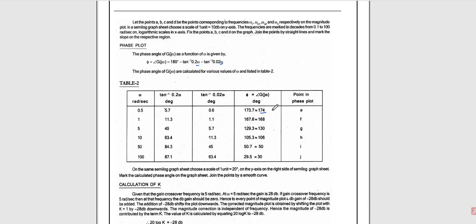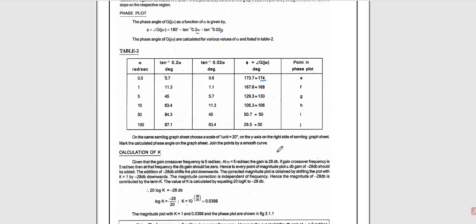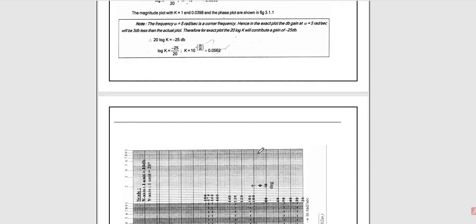So it is 174, and in the same way for 1. We know 0.5, 5, 50 and 100 are the corner frequencies, omega L and omega H, but in between we have additionally taken 1 and 10, because the phase plot is a smooth curve. You should not use a scale. While drawing a smooth curve, we need to have the points nearby, then only can we draw a smooth plot. So we are taking additional omega values 1 and 10. You have calculated these angles, then go for drawing the graph.